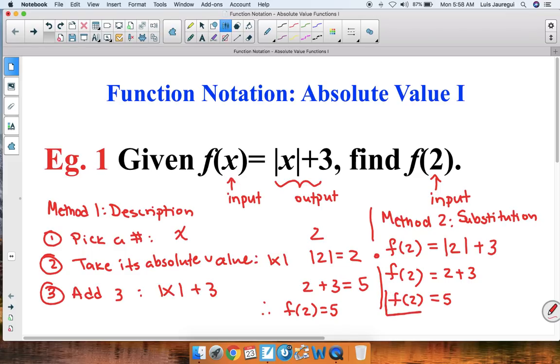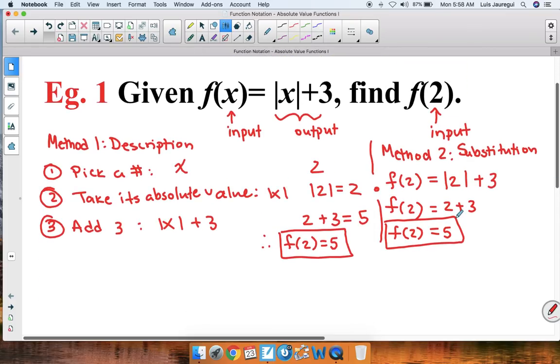And notice that regardless of which method we use, we get the same output value for the given input of 2. That is, f of 2 is equal to 5, regardless of which method we use. Now, as part of an extension, we can say that we have a point with coordinates (2, 5). Why is that the case? Well, that's the case because your input or x value is 2 and its corresponding output or y value is 5. Let's see another example.